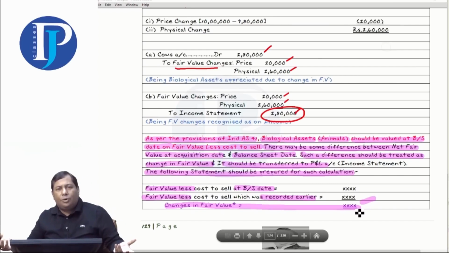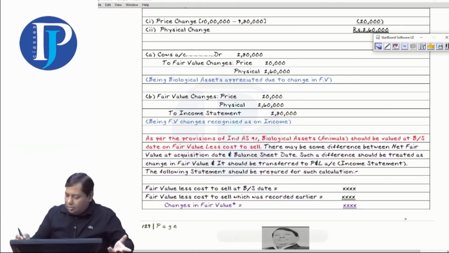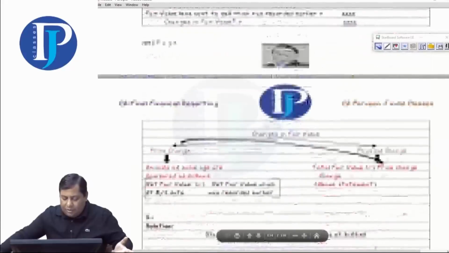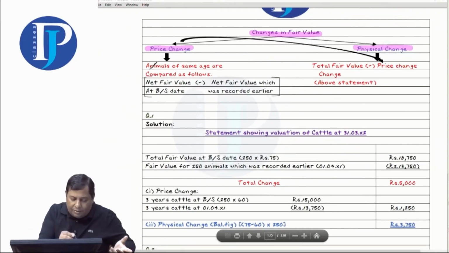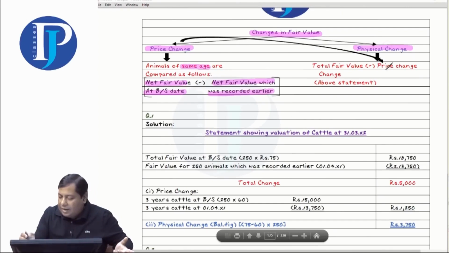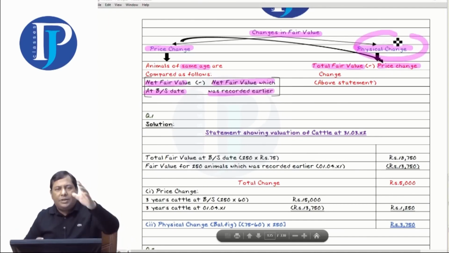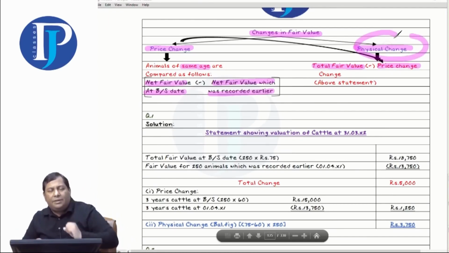Whatever I am saying here is all written in the notes and in the concepts. Then you need to separate the changes into two parts, which are price change and physical change. Price change is net fair value at balance sheet date minus net fair value which was recorded in the same age. Whatever is remaining is the balancing figure. After calculating the price change, physical change will be left, which is a balancing figure.